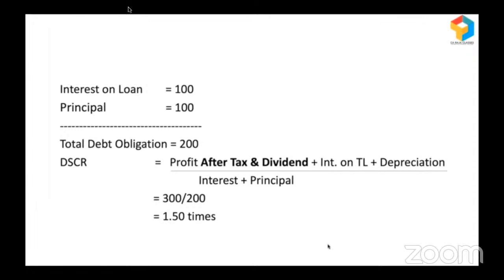1.1 will be insisted by the banks who are ready to take risk, because 1.1 is a very small ratio. If they are okay with that, it means they are willing to take more risk. The side effect is the interest rate will be very high. 1.5 is accepted by most of the bankers, and 1.75 is insisted by public sector banks, who are very conservative. They'll be insisting on a DSCR of 1.75.